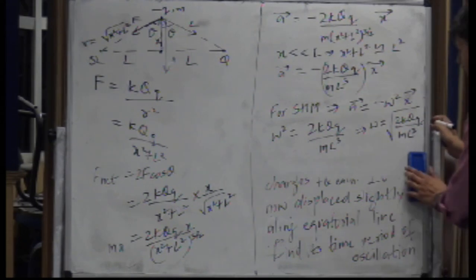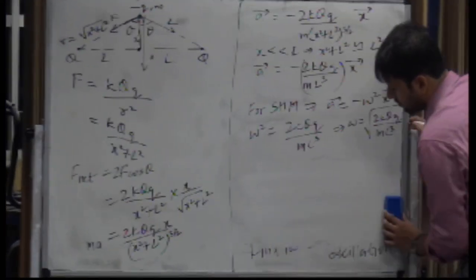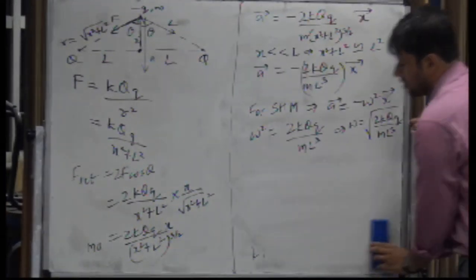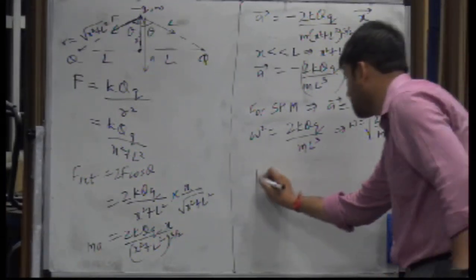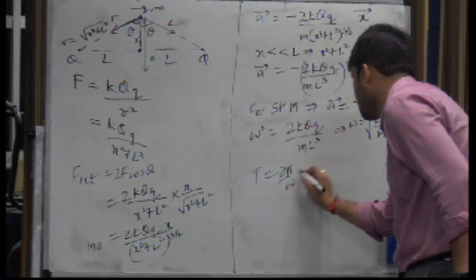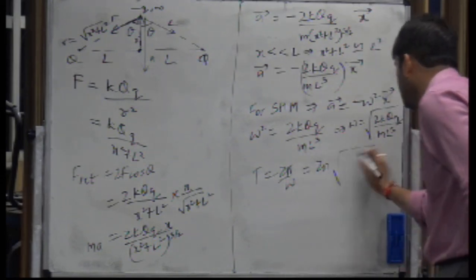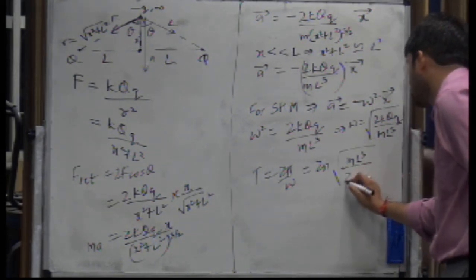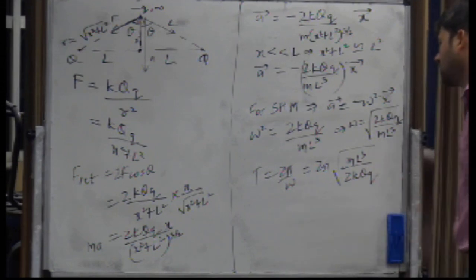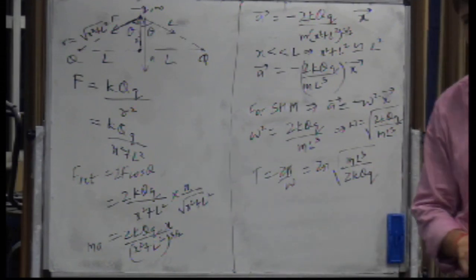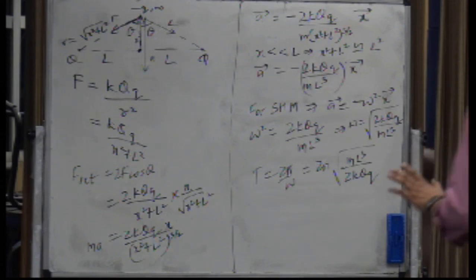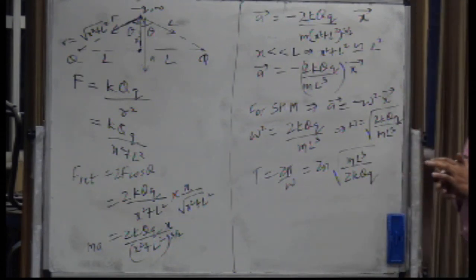And the time period, what is it? Exactly. So the time period is 2 pi by omega. This is 2 pi under root m L cube by 2kqq. Right? This is the time period. Okay? Yeah.